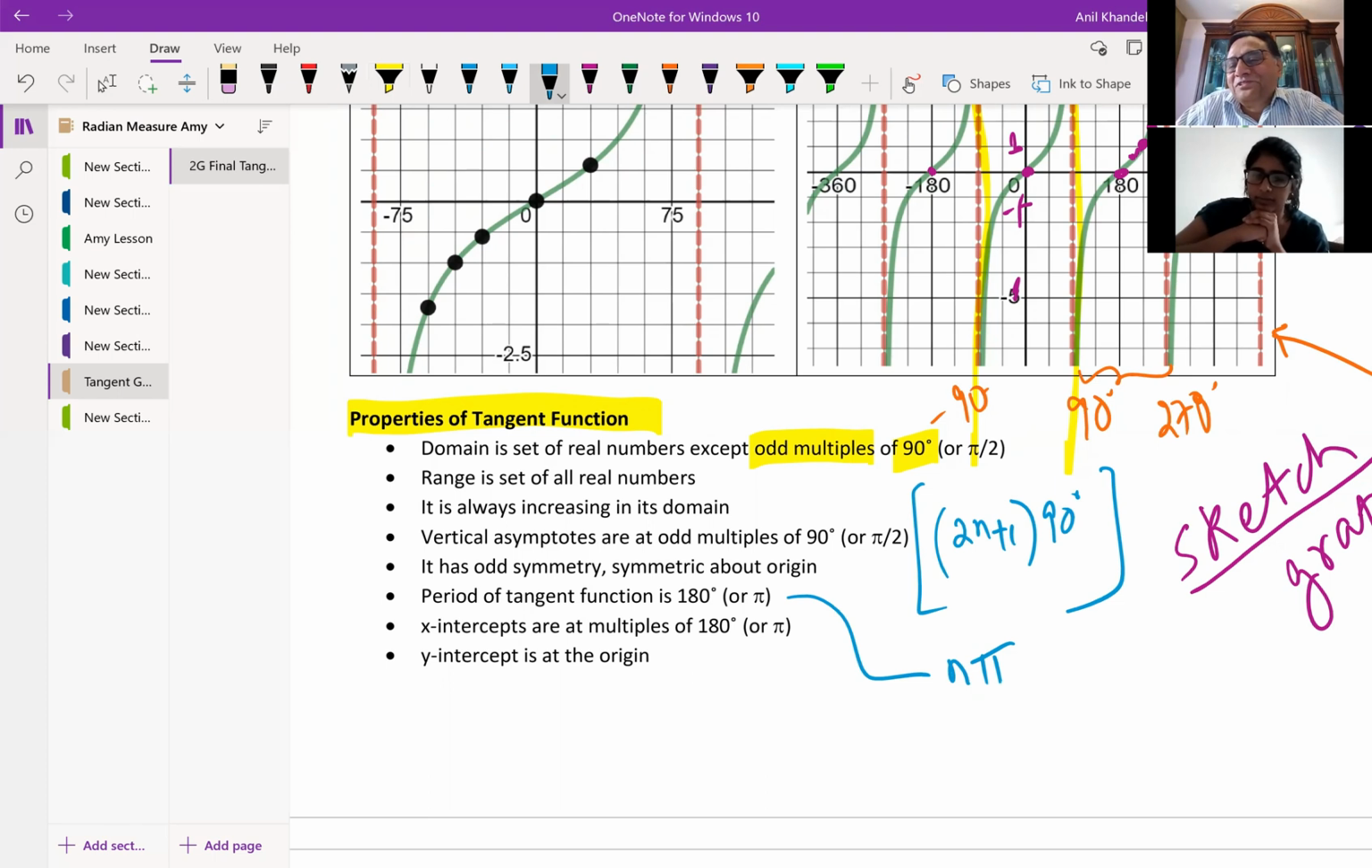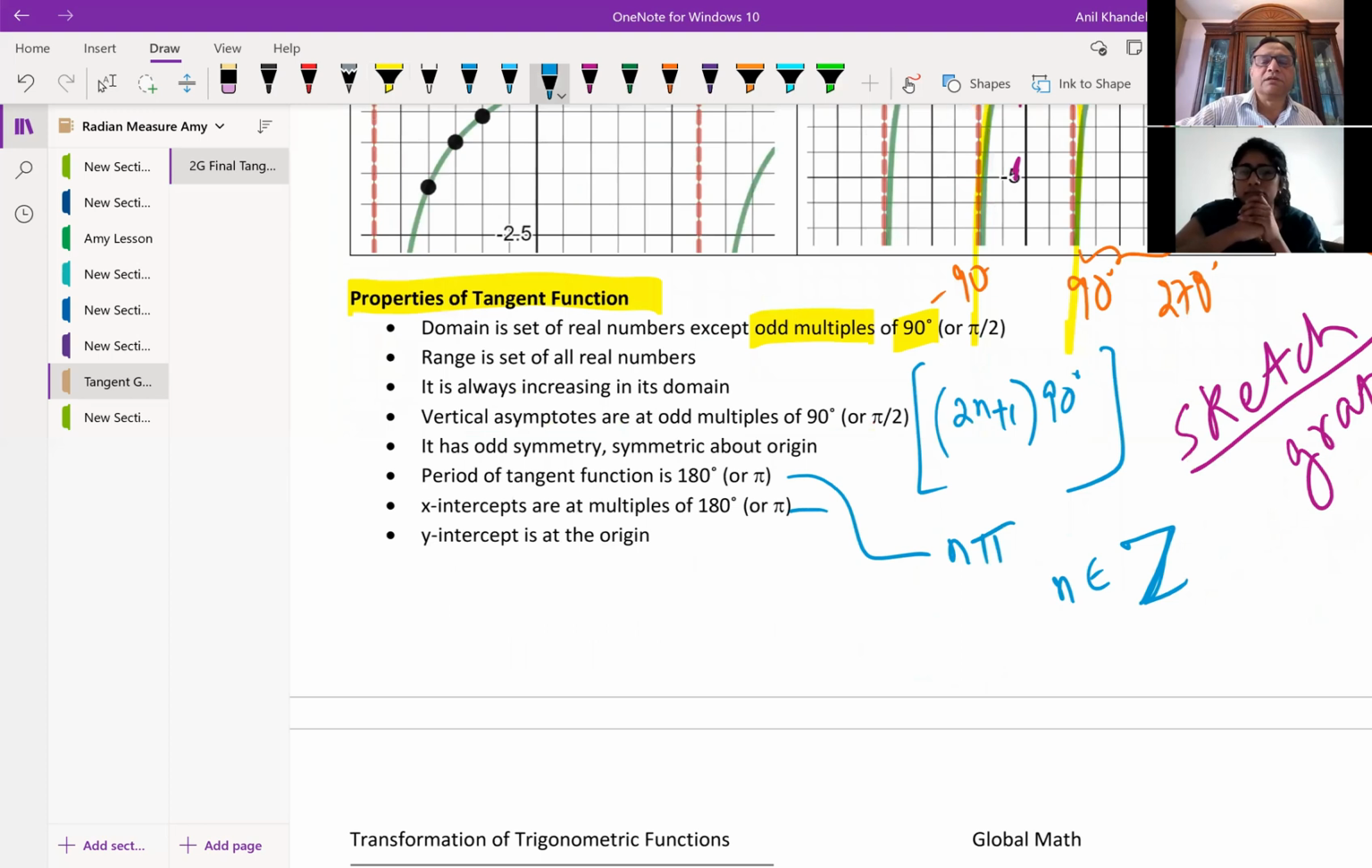Okay. So simple. So you can see that the x-intercepts are at n pi multiples, right? So n belongs to the set of integers. You get it? So both sides you can. That is what the tangent function is. Very beautiful. And always increasing graph, right? Always increasing graph. So you have understood clearly how to sketch a tangent function, right? Let's move forward.